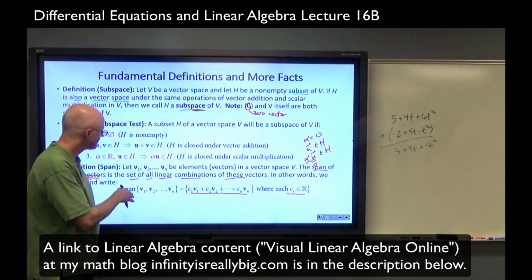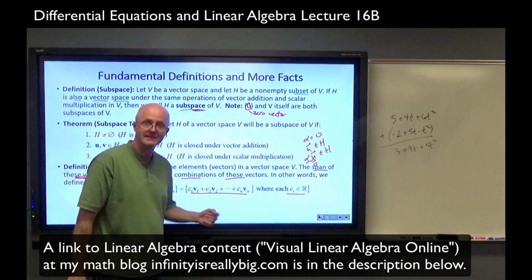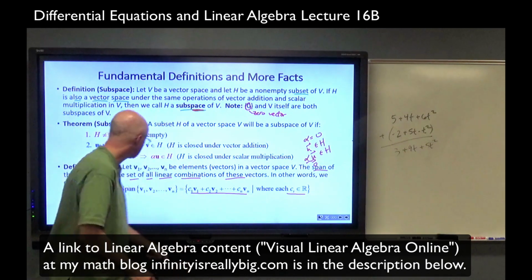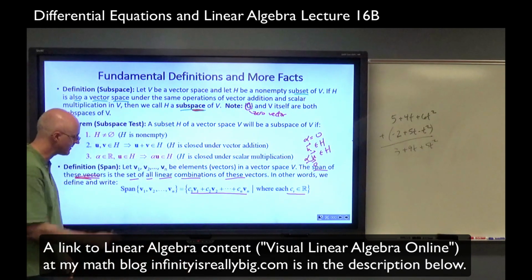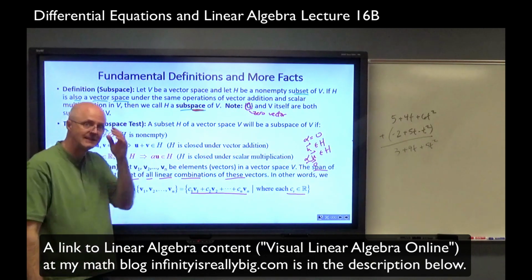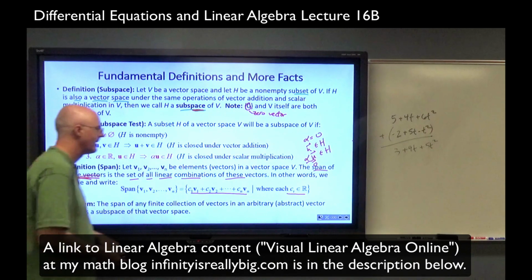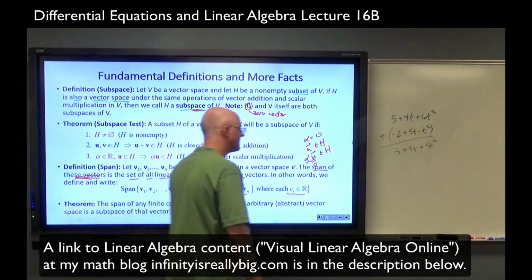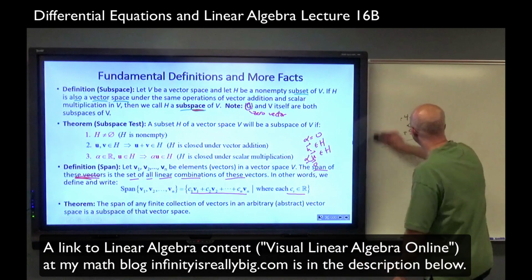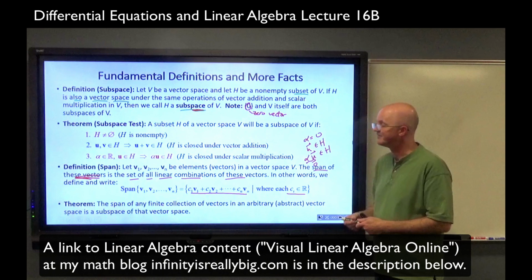So as long as these V's are not all the zero vectors, this is going to be an infinite set because there's infinitely many C's you can choose from. Don't ever think this is a finite set, even though there's a finite list of vectors here. The span of that is an infinite set. Theorem. The span of any finite collection of vectors in an arbitrary vector space is a subspace of that vector space. I'm not going to fully prove this with an argument here, writing sentences, but let me give you the idea. You'd have to use the subspace test.